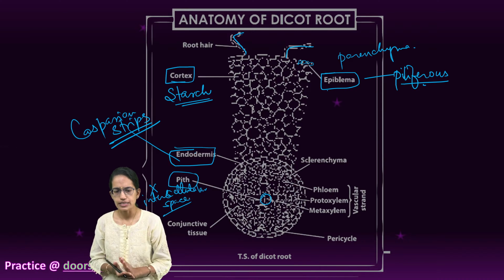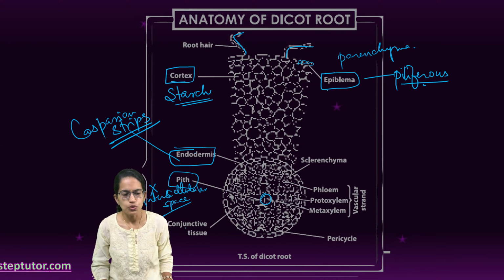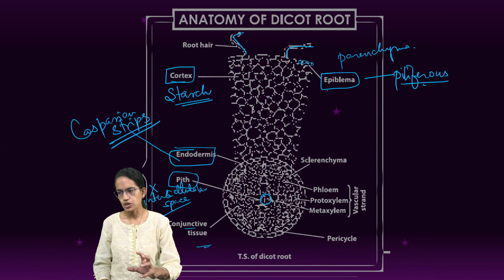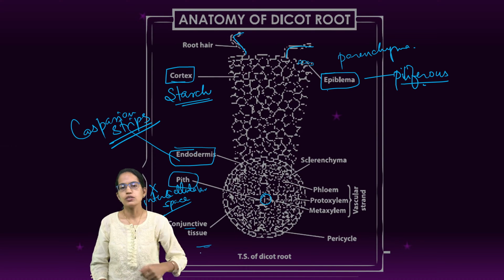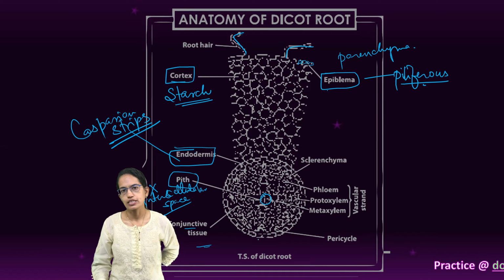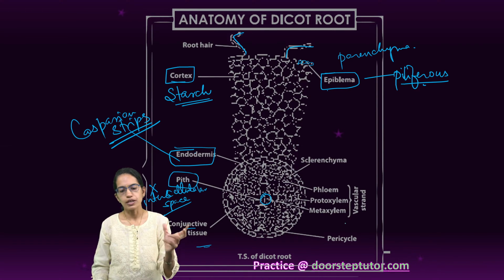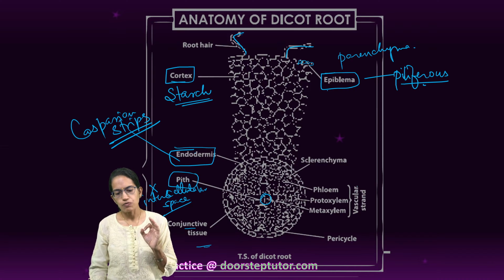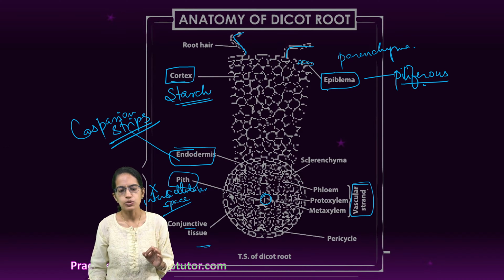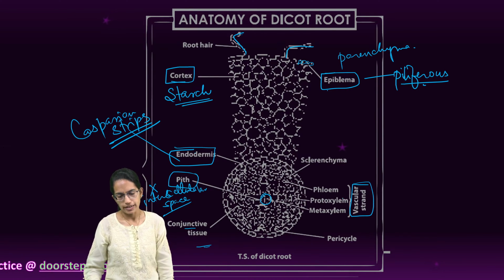Coming next is the conjunctive tissue. Conjunctive tissue is actually the separation of the xylem phloem bundles from each other through thin walled cells which are known as parenchyma, and they become meristematic to form the vascular cambium. Now we do have vascular strand. Vascular strand is a composition of xylem and phloem.